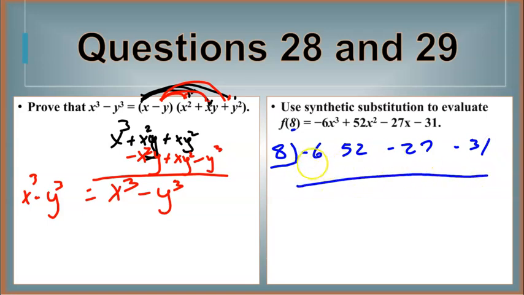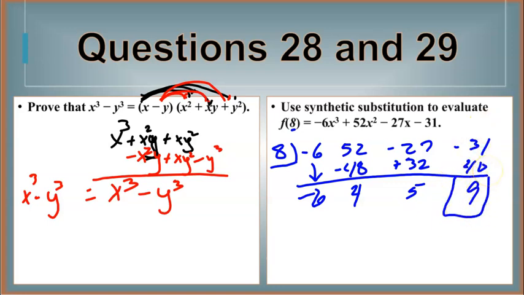So if I bring down the bottom number, multiply on the diagonal, add straight down, multiply on the diagonal. So 32 minus 27 would give us a 5. Multiply on the diagonal, so that's 40. Add straight down and you get 9. So we should get a number of 9.